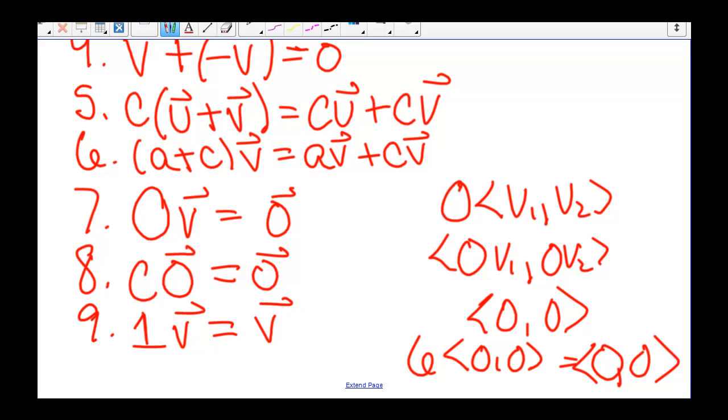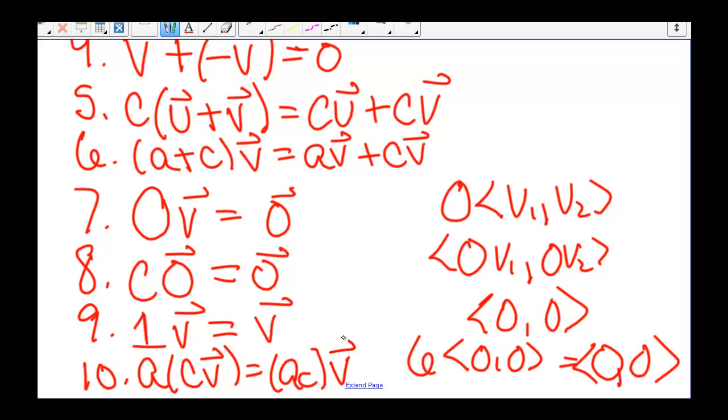And finally, we have the associative property of scalar multiplication. It says we take one scalar and multiply it by the quantity of scalar times the vector. That is the same as multiplying the scalars together first and then multiplying it by the vector.